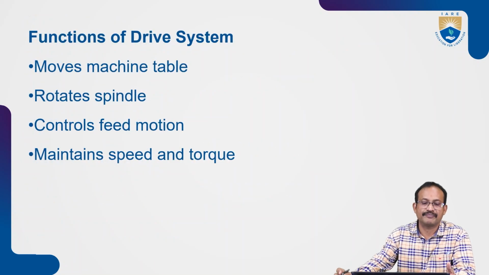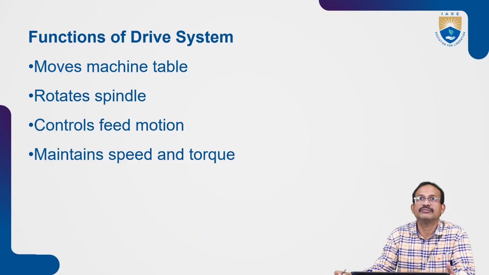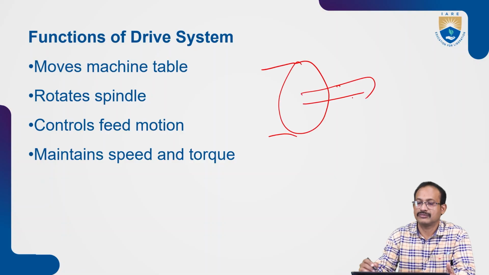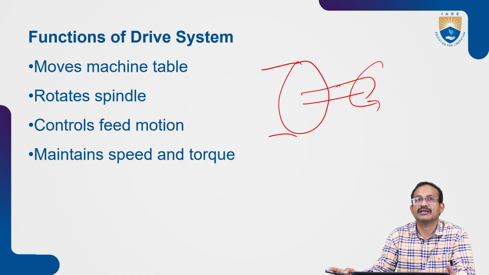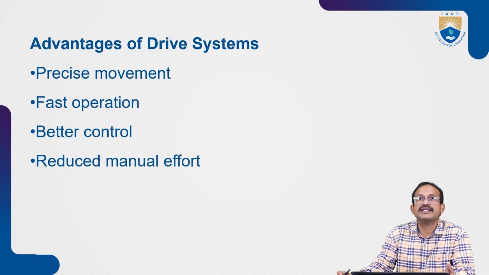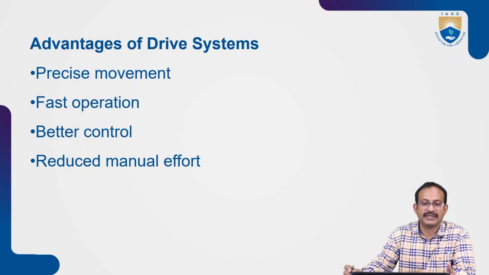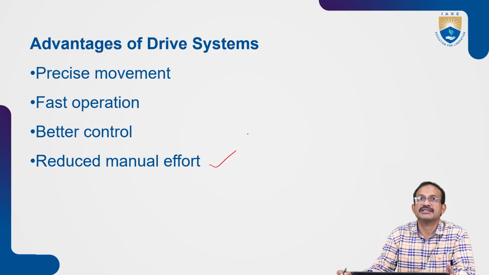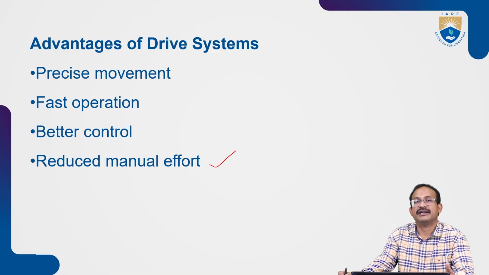Functions of drive system: moves machine table. The work table can be moved, and rotates spindle. The spindle of the machine tool will rotate, and it controls feed motion, maintains speed and torque. These are the important functions of the drive system. Advantages of drive system: precise movement, fast operation, better control, reduced manual effort. These are the chief advantages of drive systems.